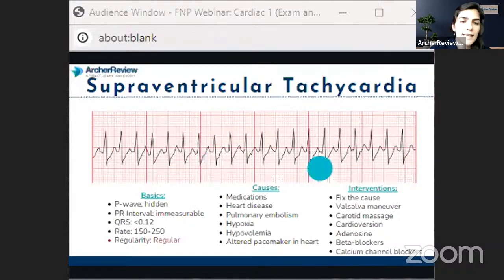So you're just seeing kind of a blend of that P and T wave. And the rate is going to be more than 150. And so this patient is definitely the rate is a lot faster than just sinus tachycardia. The other difference between sinus tachycardia and SVT, so sinus tachycardia typically it's not sudden and there's really a reason.